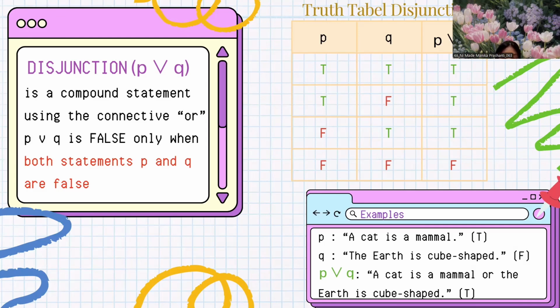Statement P: A cat is a mammal. This is true. Statement Q: The earth is cube-shaped. This is clearly false. When we combine them, P or Q, a cat is a mammal or the earth is cube-shaped. In everyday conversation, this sentence sounds a bit strange, but in logic, this entire statement is true.